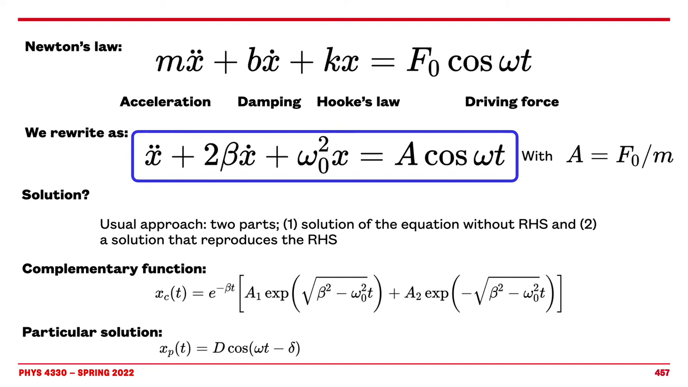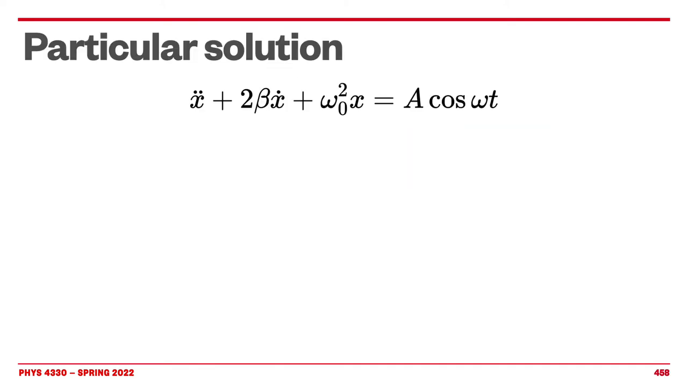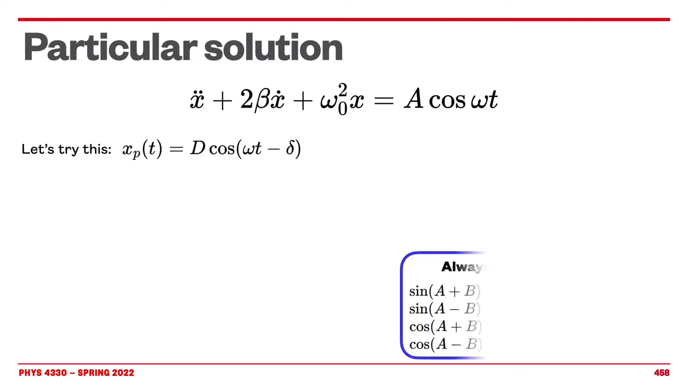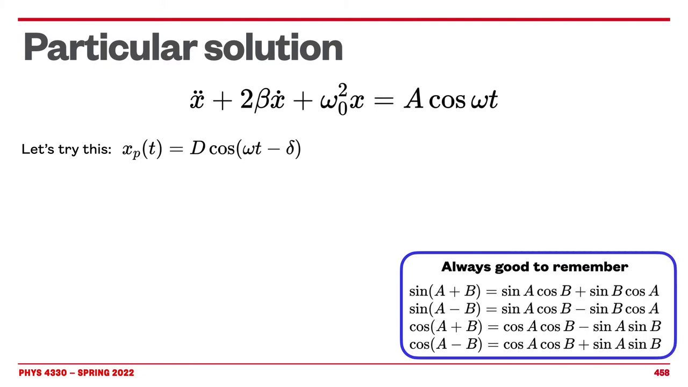So the particular solution, with D and delta being elements that we have to determine, let's see if it's a possible solution to the equation in blue. So we are going to introduce this solution xp in that equation and see if it's possible. As always, I know that students always remember trigonometry very well, but it's probably a good idea to remember that trigonometry is always your friend. So here are some equations that you might find useful.